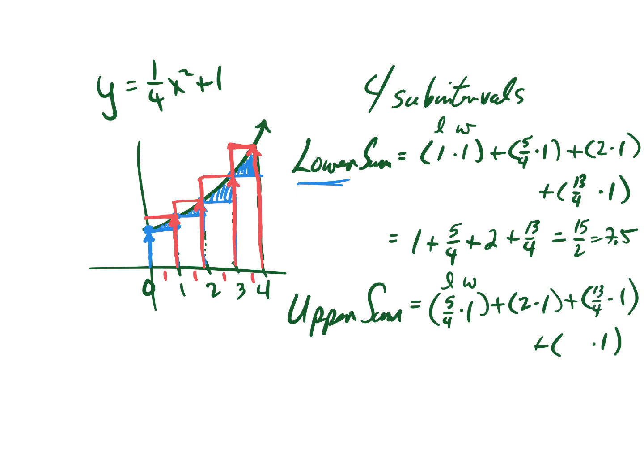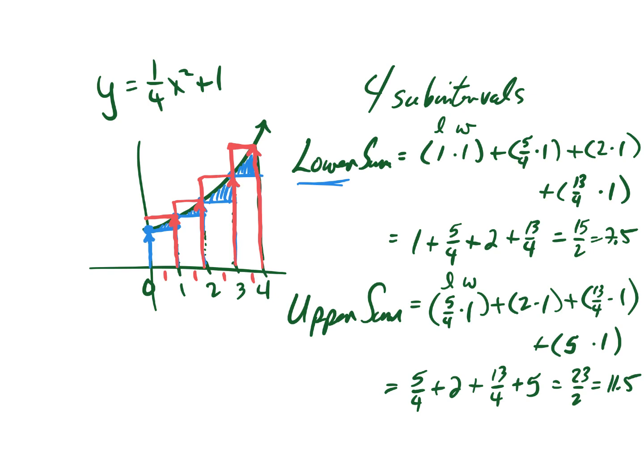And finally, for the last rectangle, we use 4. So 1/4 times 4 squared plus 1 is 5. And once again, we're going to do the multiplication. 5/4, 2, 13/4, 5. And when we add those together, I believe, if I'm doing the math okay in my head, we get 23 halves, I believe, or 11.5.